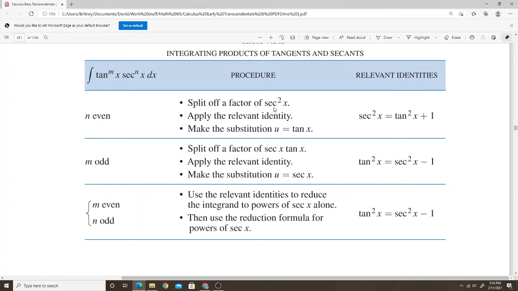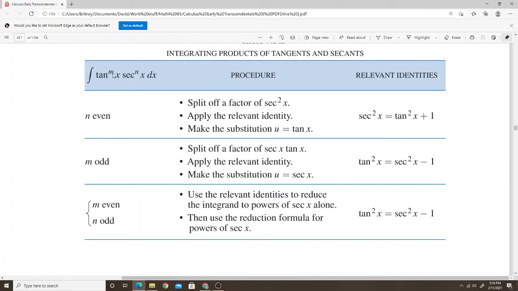And the reason you want to do that is because then the rest of your secants can be rewritten as tangents using this Pythagorean identity, okay? So everything else you'll be able to rewrite in terms of tangent, and then you can let u be tangent x, and the derivative of tangent x is secant squared. That's why you needed to peel off a secant squared, so that you could make your u substitution. So that's what you do if n is even, if the power on secant is even.